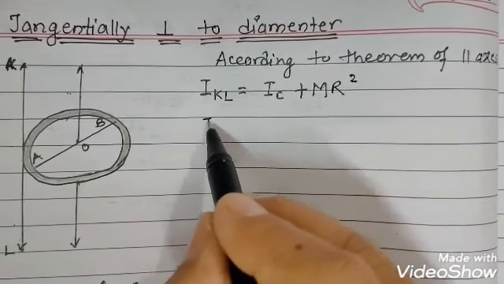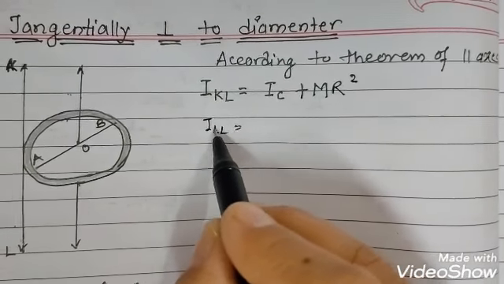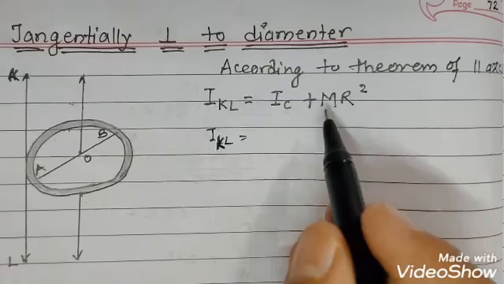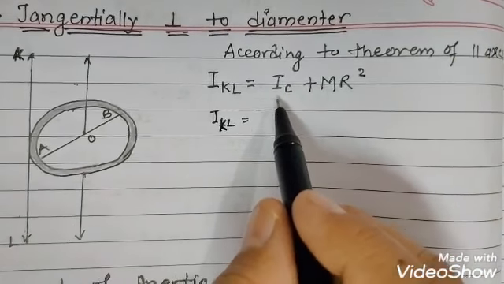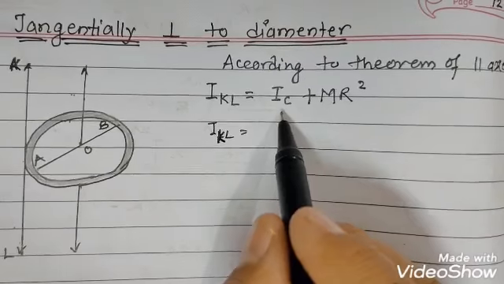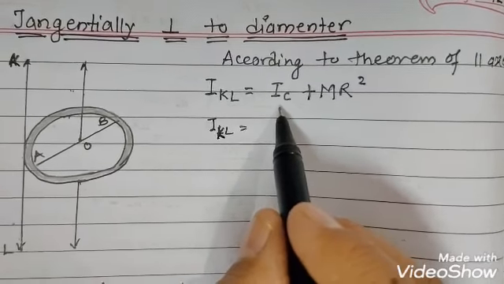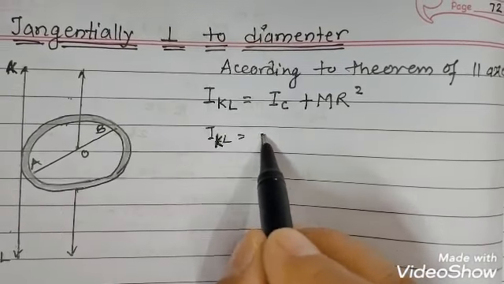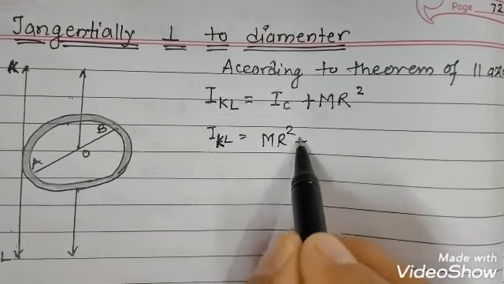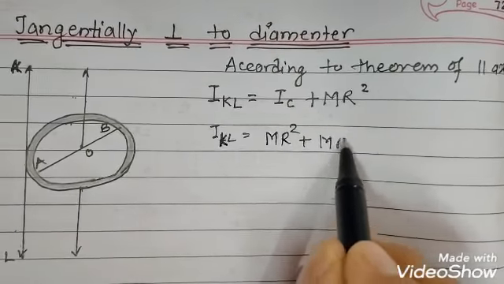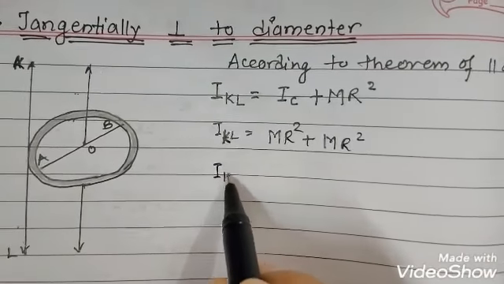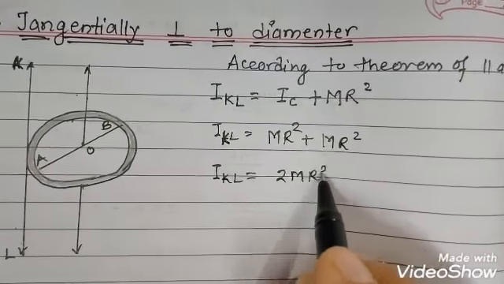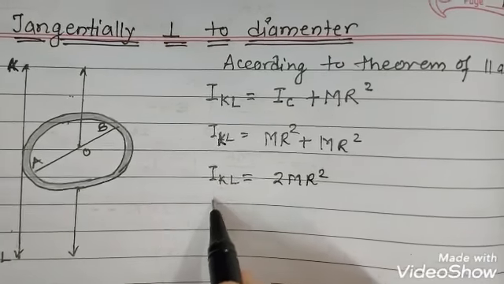Now IKL is equal to IC plus MR square. We have already calculated the moment of inertia about an axis passing through the center of the ring and perpendicular to the plane of the ring, that is IC, which we have taken out as MR square. So this is also MR square. Now IKL is equal to 2 MR square.